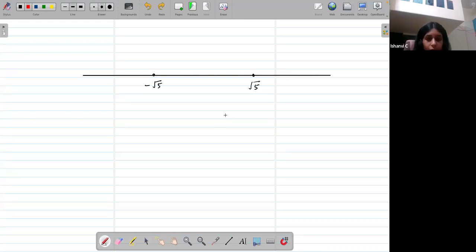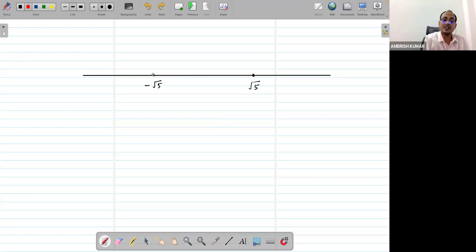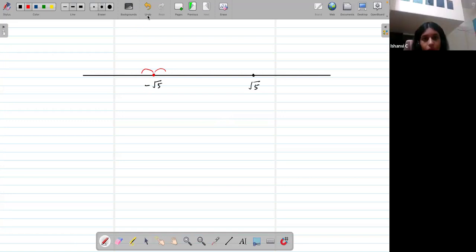Sir, negative square root of 5 is minus 2.24. So just tell me, as compared with negative root 5, is negative root 2 going to be on the left side or the right side of the number line?